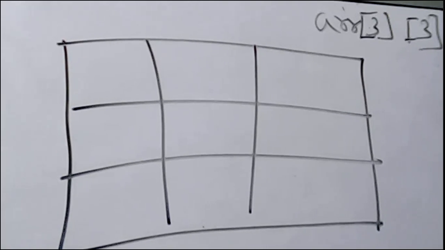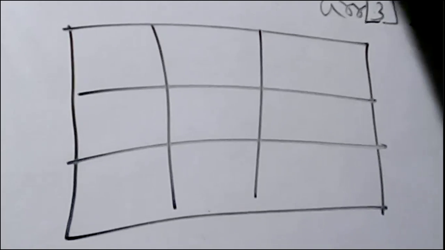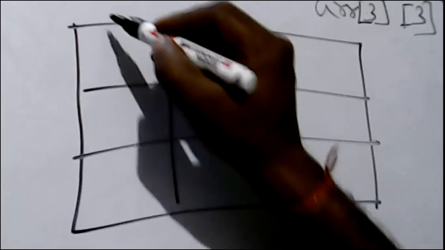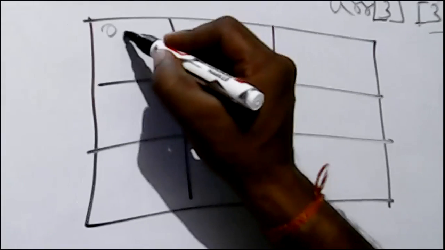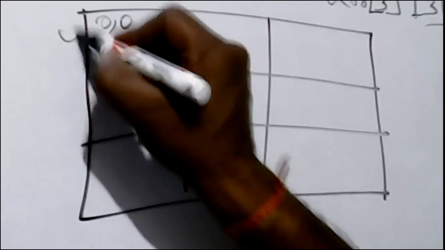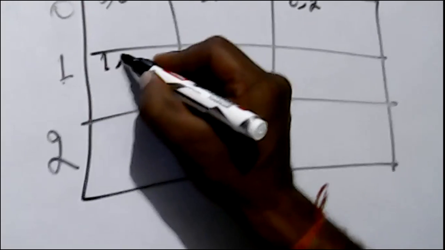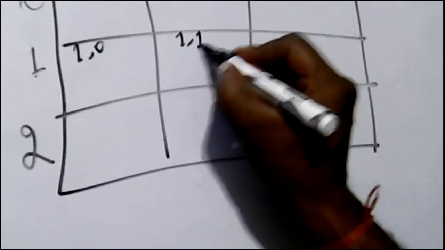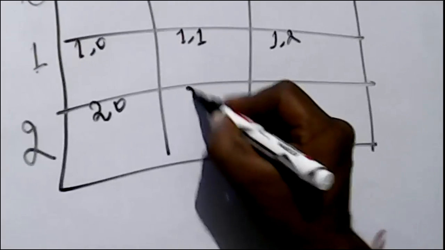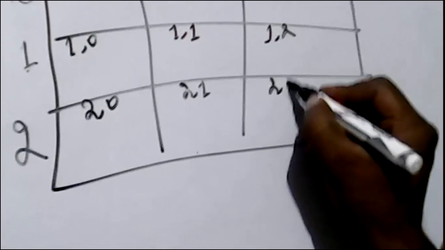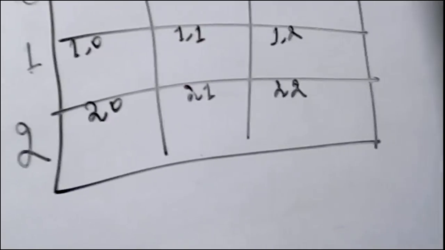Now it shows the example in array 0 0. So this position is called 0 0, then 0 1 and 0 2. The next row is called 1 0, 1 1, 1 2. The last row is called 2 0, 2 1 and then 2 2, the two index numbers.